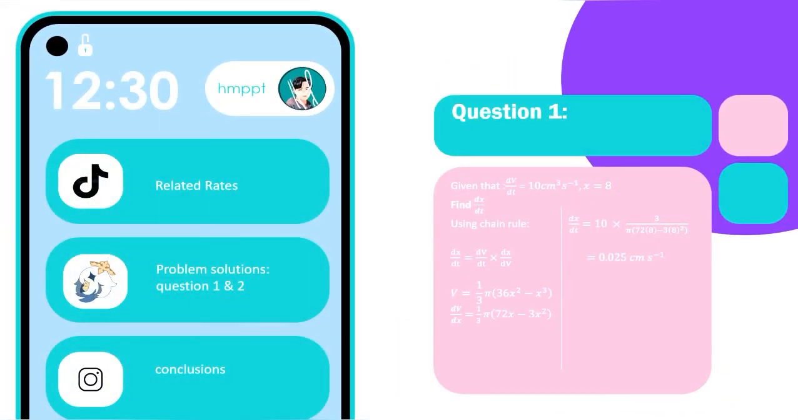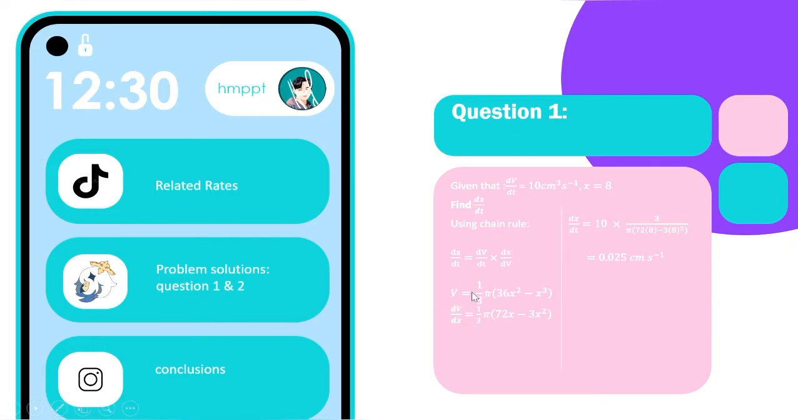For question 1, it has been given that dV over dt is equal to 10 centimeter cubic over second and the value of x is equal to 8. Right now we have to find the value of dx over dt by using chain rule. So the equation will be dx over dt equals dV over dt times dx over dV. We already got the value of dV over dt. So right now the value that we have to look for is dx over dV.